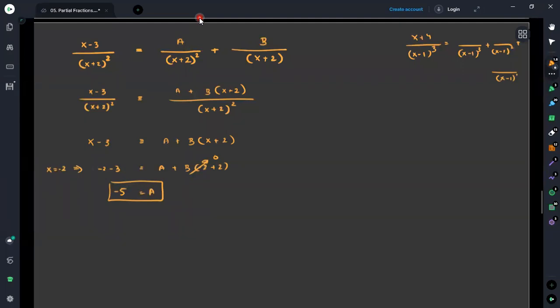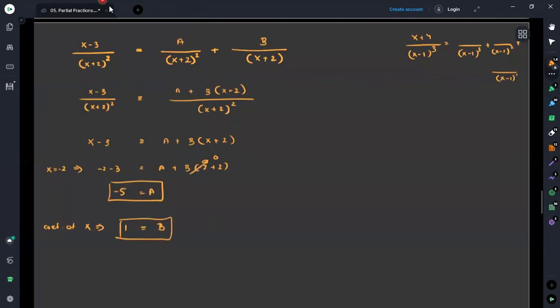Then what we can do is we can set an arbitrary value, or we can equate the coefficient of x again. Here we can see the coefficient of x is equal to 1, and here the coefficient of x is only built up from b times x, therefore the coefficient would be b. Then we can find out the value of b equals 1.